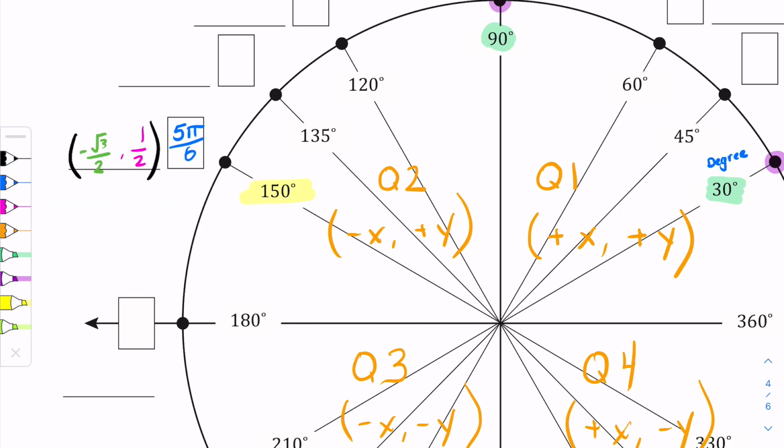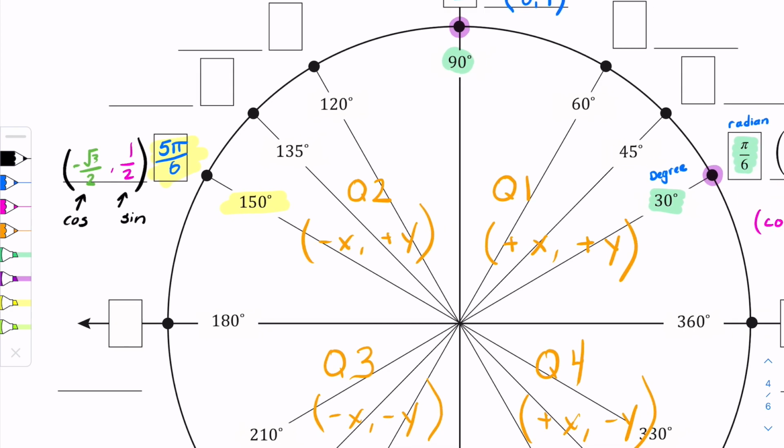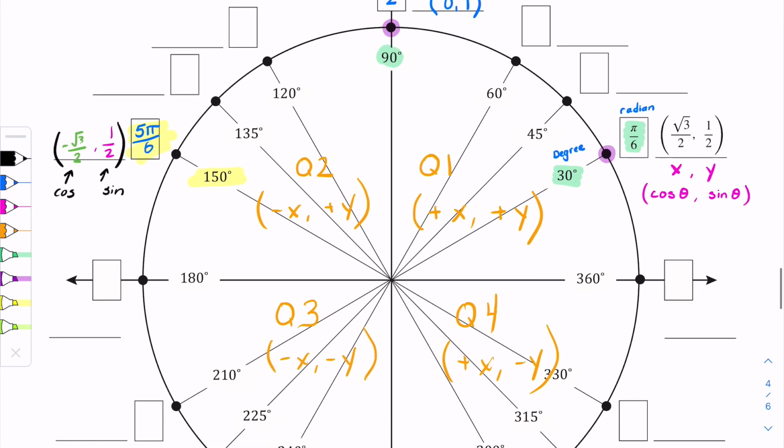We know that 150 in degrees is equivalent to 5 pi over 6 in radians. And we also know that our cosine value is negative square root of 3 over 2, and our sine value is 1/2. All right, cosine is x, sine is y. You can do this for every angle on the coordinate plane, and that's what I want you to do for the rest of this class.